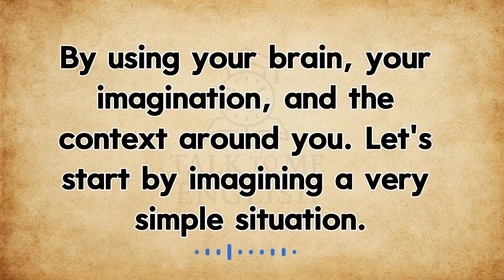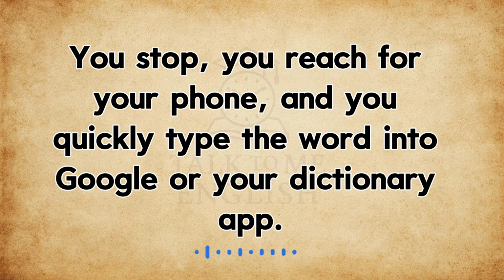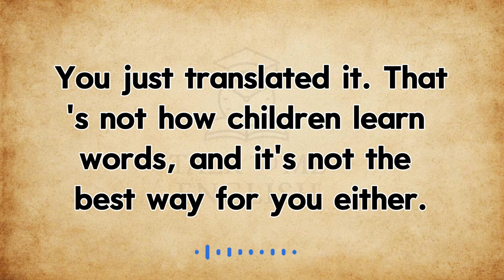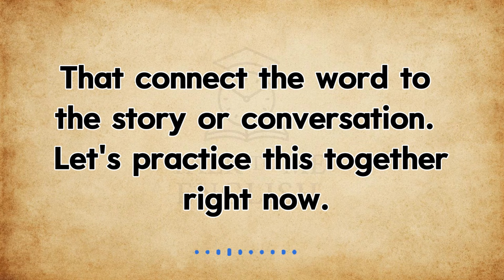Let's start by imagining a very simple situation. You are reading a short story in English and you come across a new word. At first, you panic. You stop. You reach for your phone and you quickly type the word into Google or your dictionary app. You see the meaning, but a few minutes later, you forget it again. Why? Because you didn't really understand it in context. You just translated it. That's not how children learn words. And it's not the best way for you either. Instead, the goal is to train your brain to stay calm, notice clues, and make smart guesses that connect the word to the story or conversation.